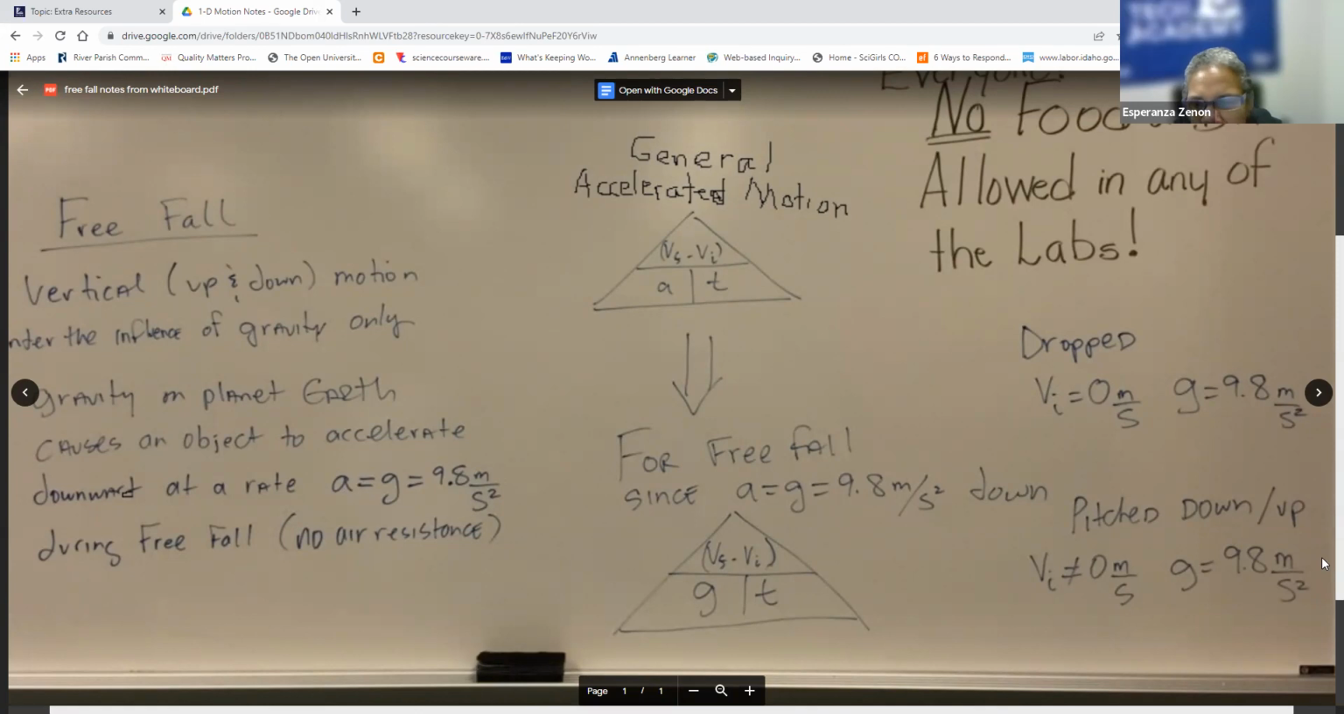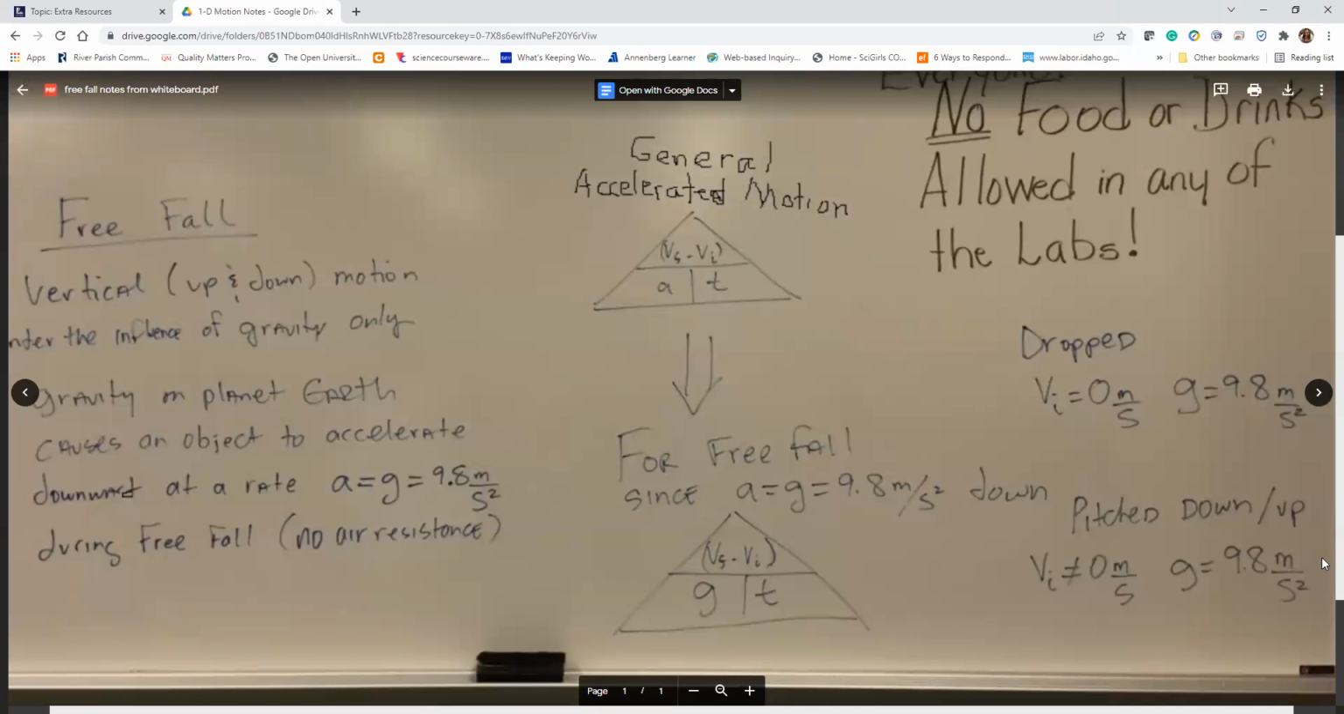Okay. What questions do you have about how we take our general acceleration equation on the top and transform it so that we can use it for free fall? You answered the question I had. Oh, good. All right.